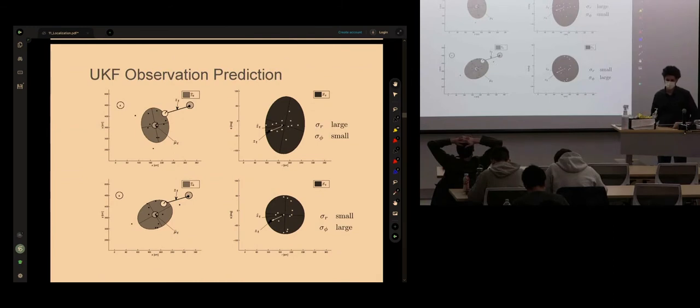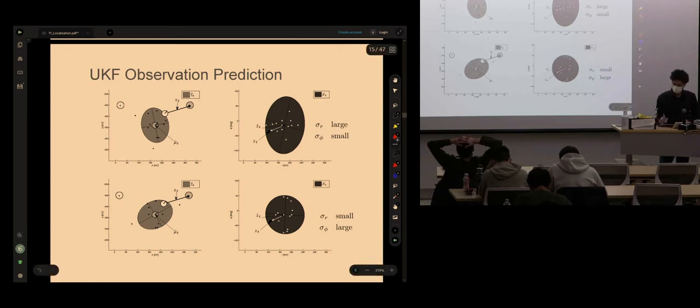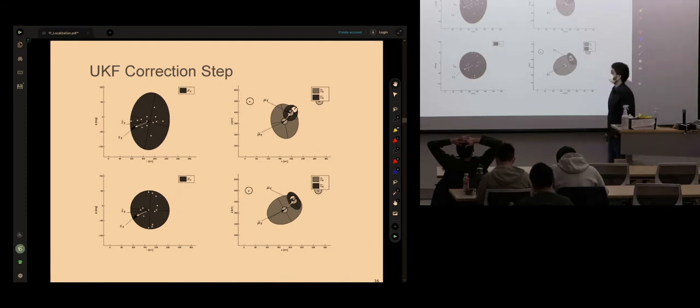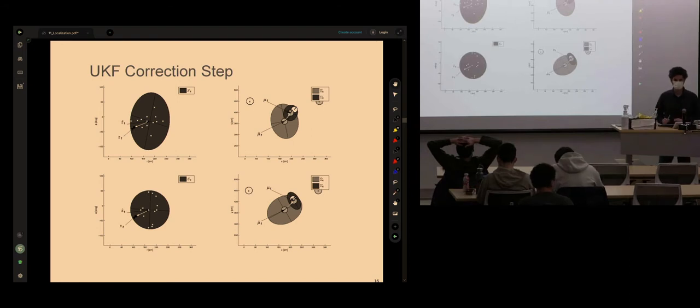The correction step is also similar. Because we generate sigma points to predict the measurement, we can talk about these samples in the measurement space. Then we can also talk about the innovation covariance, the predicted measurement, and the real measurement. Then we run the correction, and hopefully the covariance will get smaller, and then we get closer to the true pose. So that's what we're hoping to get here.